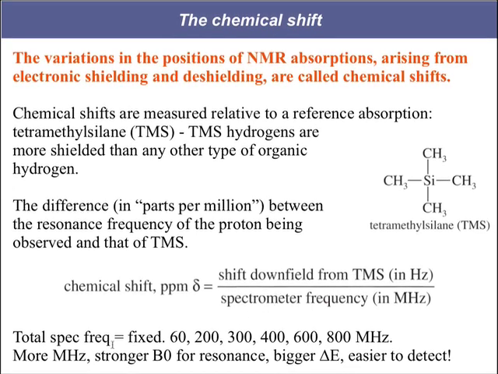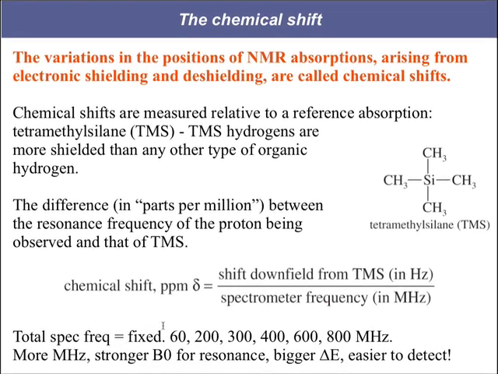Spectrometer frequencies are typically fixed. For example, we could have a magnet that generates 60 megahertz by a bare proton, or 200 megahertz, all the way up to 800 megahertz by a bare proton. The higher the frequency of precession, the stronger the magnet. And remember, we want a strong magnet because that generates a bigger delta E between the two states, and therefore the transitions between those two states are easier to detect.